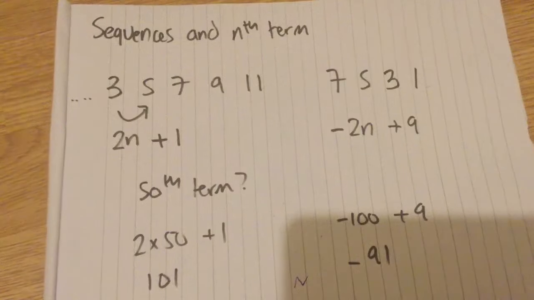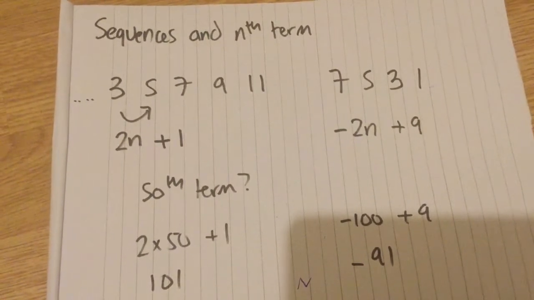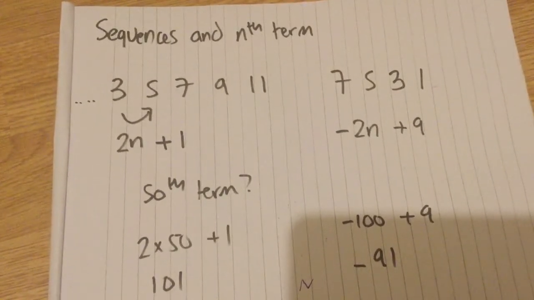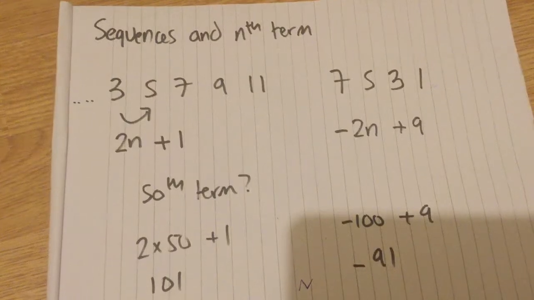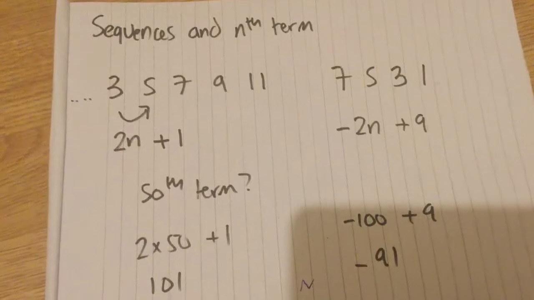A sequence is any sort of numbers that follows a rule, so you can see both of these have rules that involve 2 in them. The first one's going up by 2, the second one's going down by 2. They're both sequences, they're both linear sequences. You don't need to know the difference between a linear and a quadratic sequence at your level, but it's good to know.